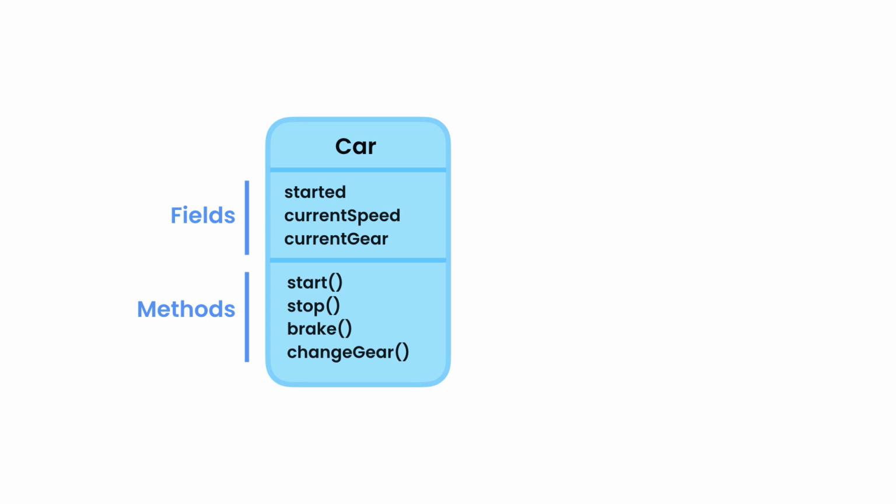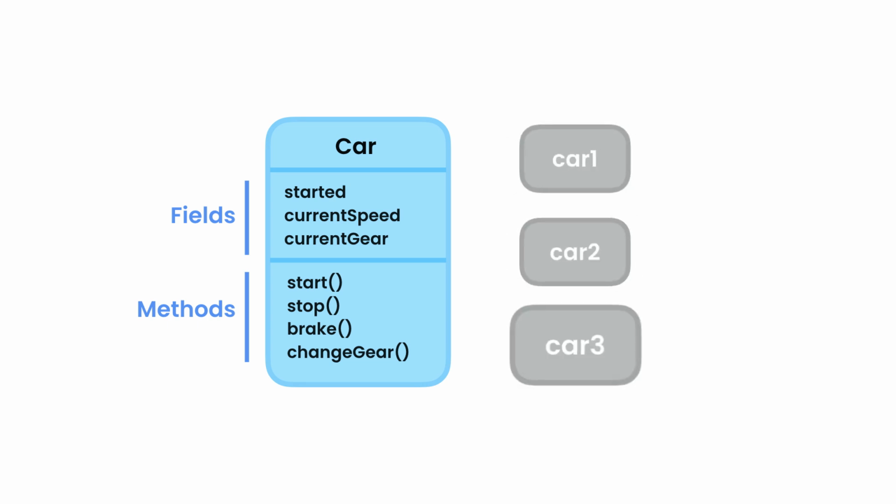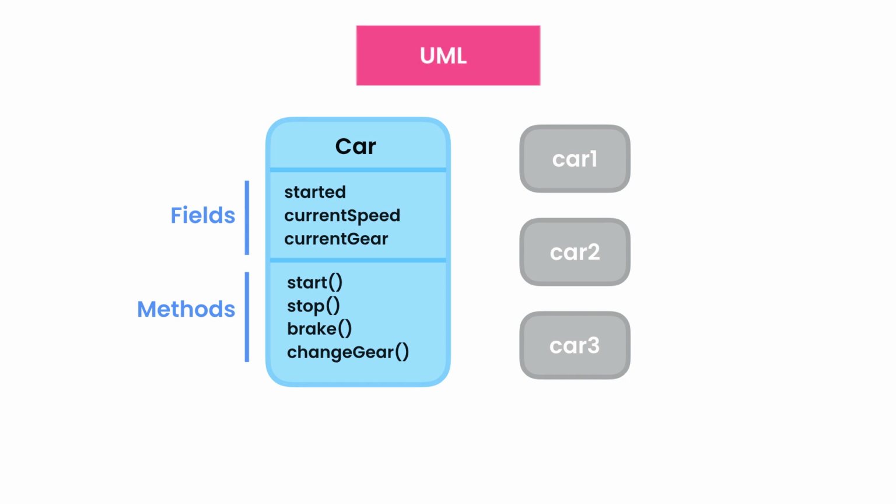An object is an instance of a class, so based on this template, we can create many instances like car1, car2, and car3. All these car objects will have the same fields and methods, but they are independent of each other. Each car object will be in a separate space in memory, and it can be in a separate state. For example, their current gear and current speed might be different, so the data in each car object can be different.